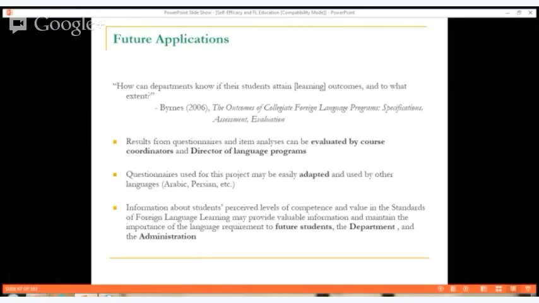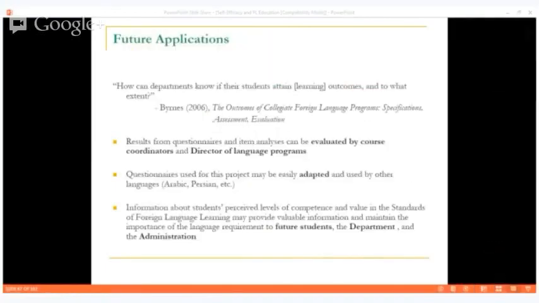And then the information that you have here can provide valuable information and also maintain the importance of the language requirement to future students, the department, and the administration. I could imagine putting some of these graphs on a website for the department or providing this to the administration if there are questions about what's happening within your department. What are students capable of, or perceive themselves capable of doing, at the end of their experience in the language requirement, especially with what's happening with all of the budget restrictions these days.